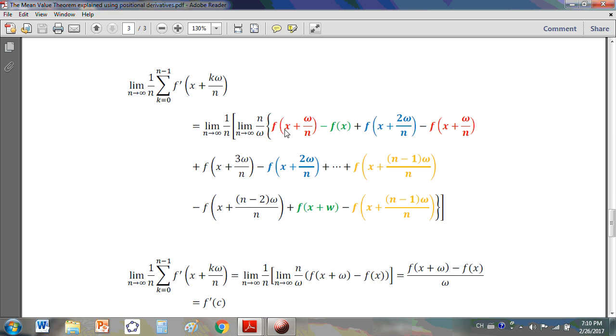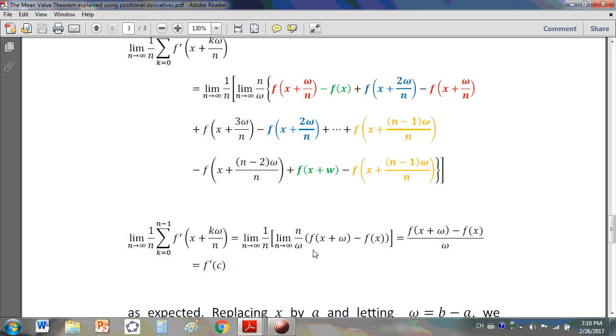So this is positive here, this is negative, this is positive blue, negative blue, and so on. So that right at the end, all you have left is the difference of the last term and the first term, and the n's cancel out here, and all you have is this expression here over omega. And since n is no longer a factor, we just simply drop the limits and we have the desired result.